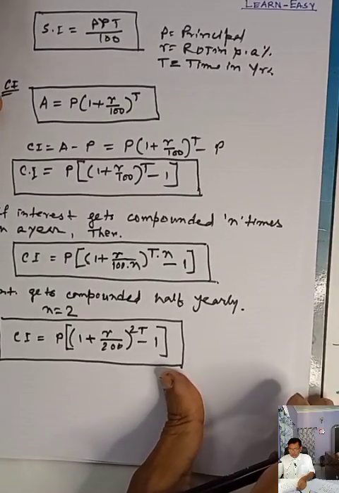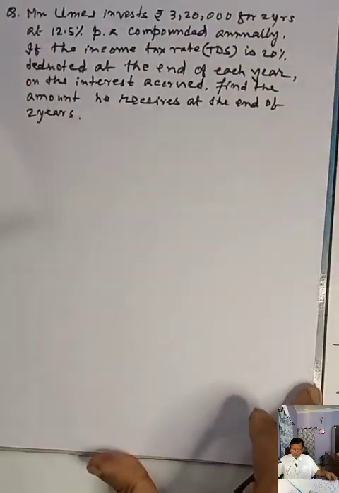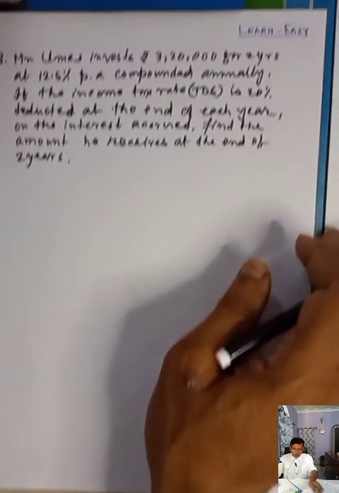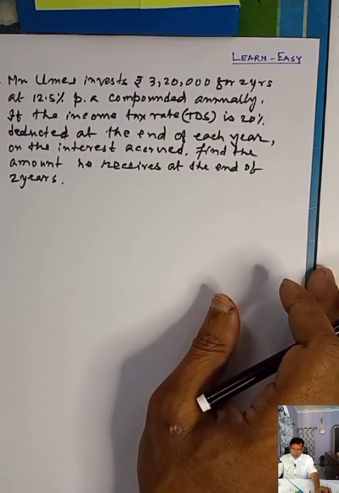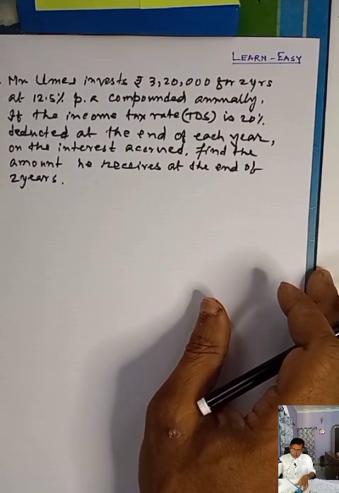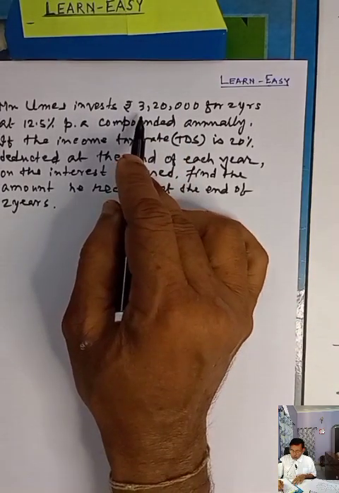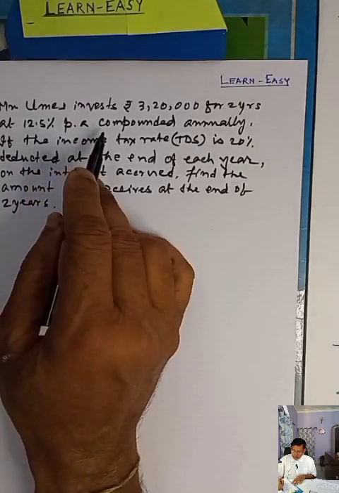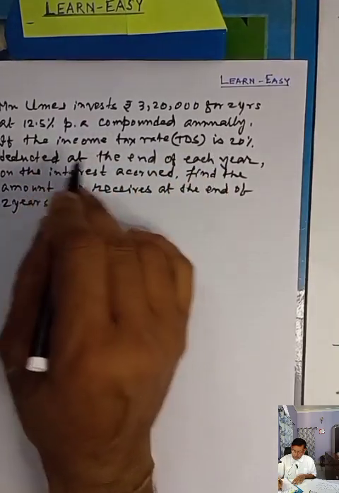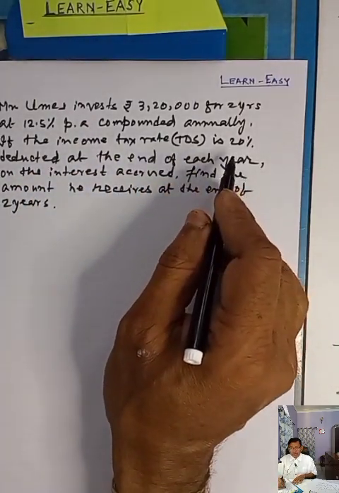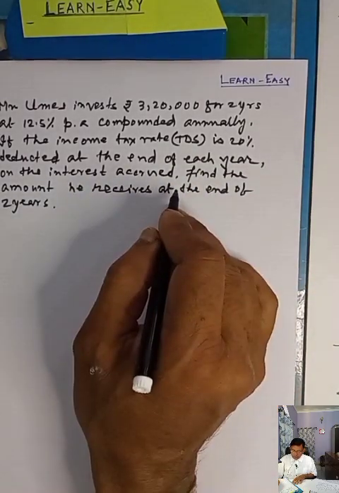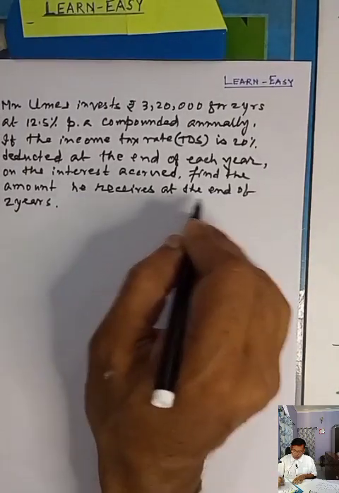Now I am going to a simple sum directly. Mr. Umesh invests rupees 3,20,000 for 2 years at 12.5% per annum, compounded annually. If the income tax rate TDS is 20%, deducted at the end of each year on the interest accrued, find the amount he receives at the end of 2 years.